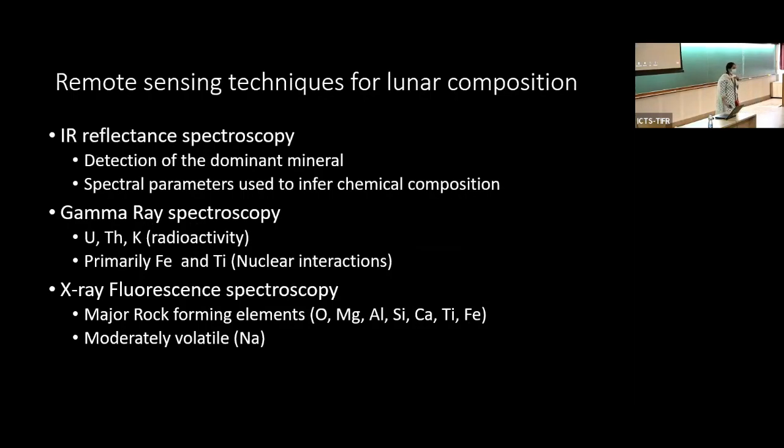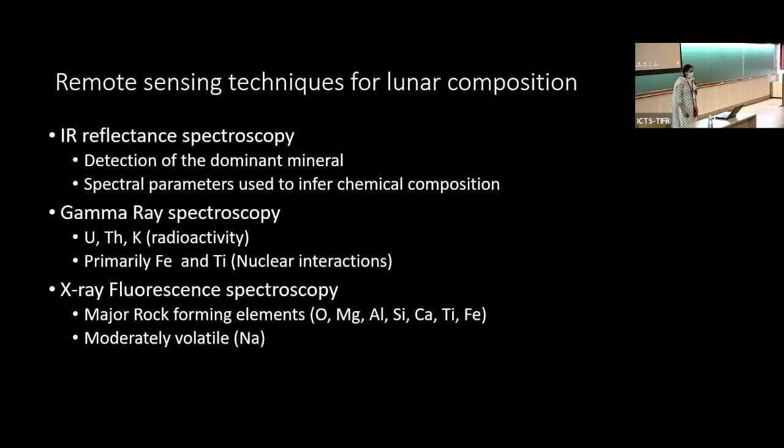How do we measure composition? Apart from getting those samples here, which are very expensive missions, and we can't possibly do this for every part of the moon, we largely rely on remote sensing techniques. There are three major ways in which usually it's done.